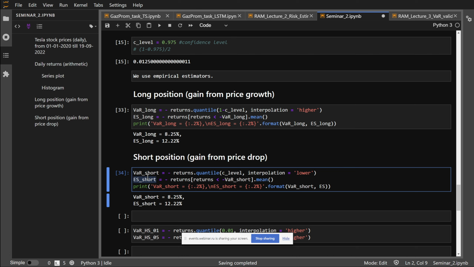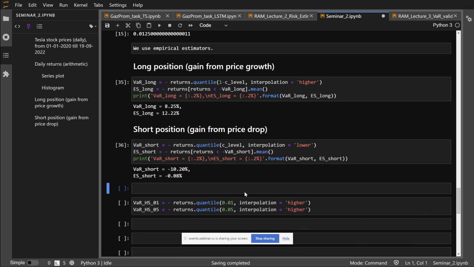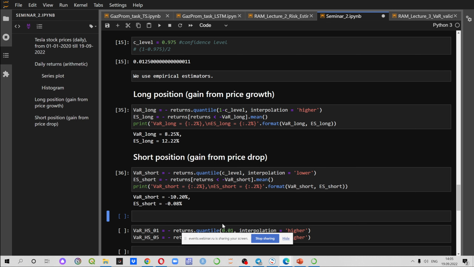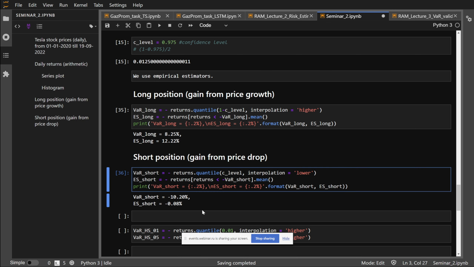Level 2005, var return quantile interpolation higher. Expected shortfall returns greater than var. Is it for short position, Darina? Yes. So if we change levels.